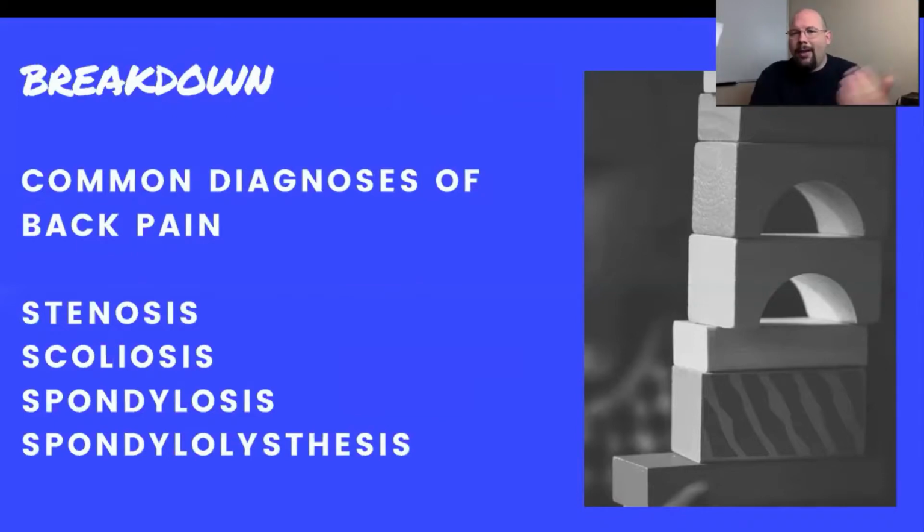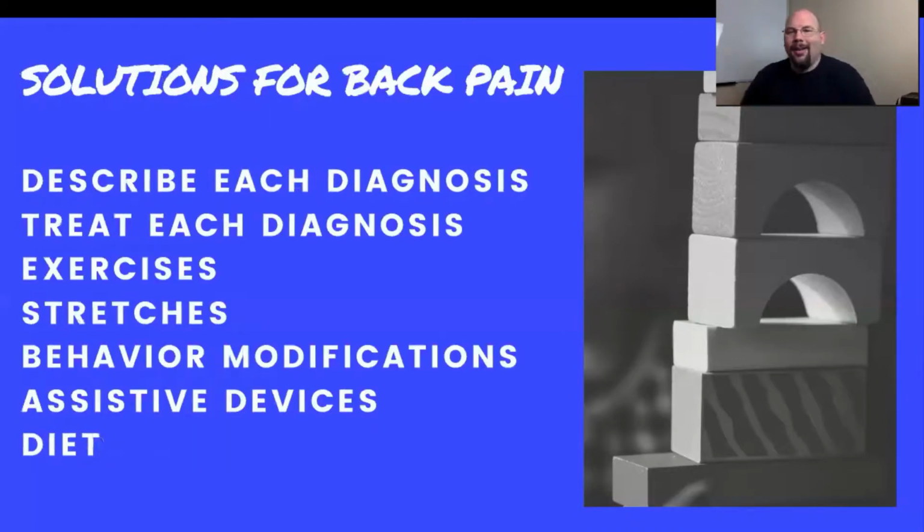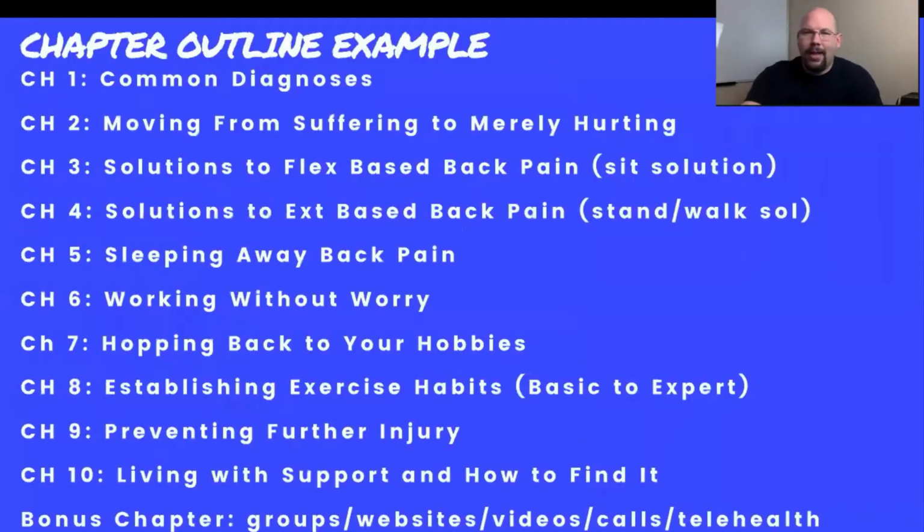So we can break it down into common diagnoses of back pain: scoliosis, spondylolisthesis, disc protrusion. I know I didn't put that on there. Stenosis, and sciatica. We can put that in there. We can describe each diagnosis. We can treat each diagnosis. Tell them what exercises, stretches, behavior, assistive device, whatever it is that you're going to tell them. We can put all of that in your book, and we can have a chapter on each if we need it, or we can have little subplots to each chapter.